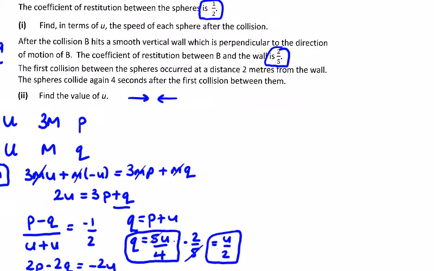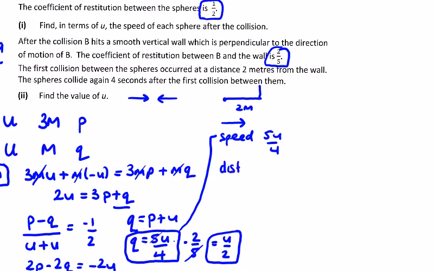The first collision occurs at a distance of 2 meters from the wall. So here's the first collision, here's the wall, a distance of 2 meters. So we now have Q going in this direction. It's going to hit the wall. The speed it's traveling at is 5u over 4, and it travels a distance of 2 meters.